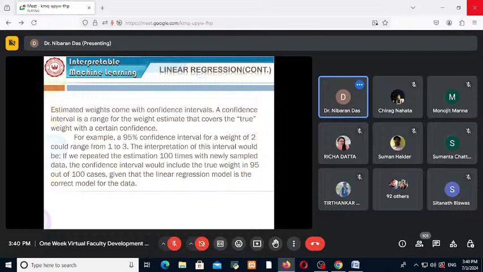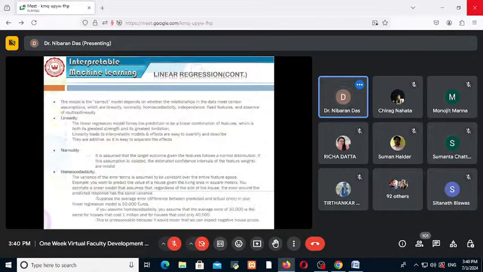So for example, a 95% confidence interval means that the range covers the true weight in 95 out of 100 cases. For example, a 95% confidence interval for a weight of 2 would range from 1 to 3. The interpretation of this interval would be, if we repeated the estimation 100 times with newly sampled data, the confidence interval would include the true weight in 95 out of 100 cases, given that the linear regression model is the correct model for the data.